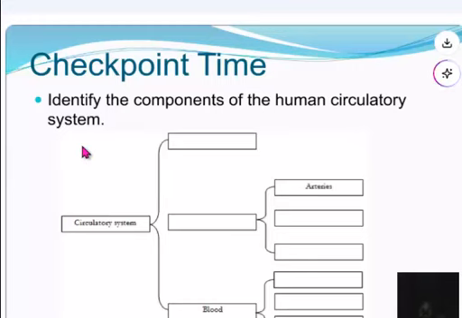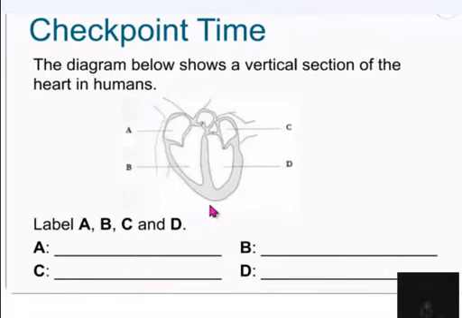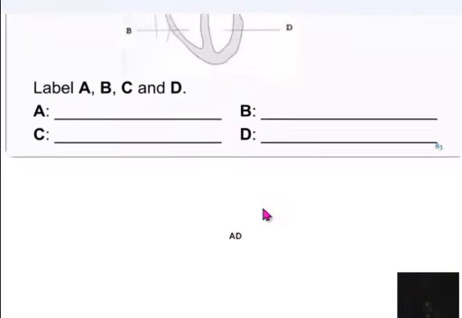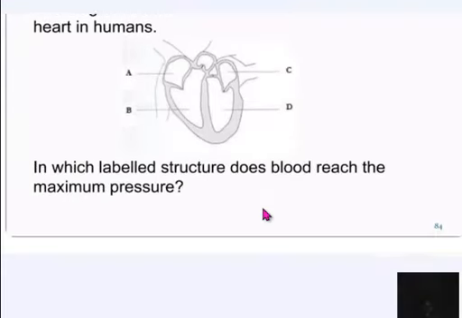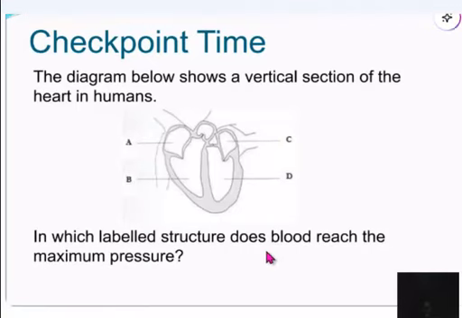Identify the components of the human circulatory system. The diagram below shows a vertical section of the human heart. So label them. The A is what? The B is what? C is what? D is what? Put it in the comment section. The diagram below shows a vertical section of the human heart. In which labelled structure does blood reach the maximum pressure?